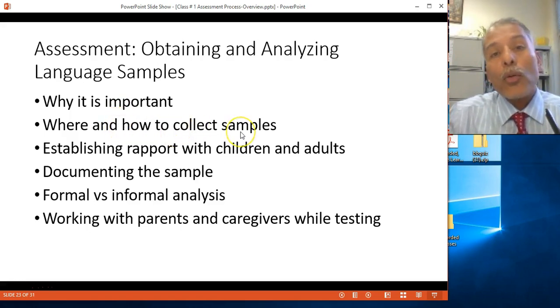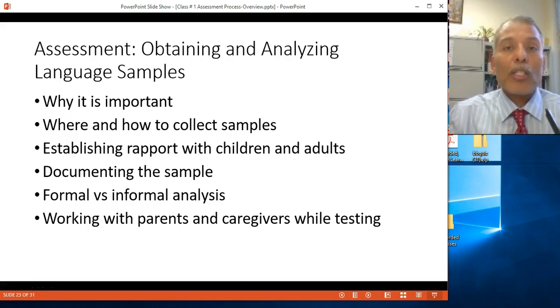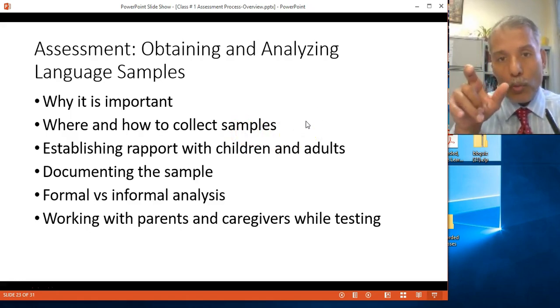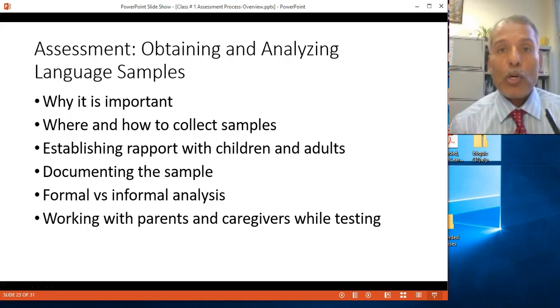So where do you collect the language sample? Obviously, if it's an adult and they come to your clinic, you do that there, in the hospital, in the school system if there's a child. Sometimes you go to their homes. If you are in private practice, they come to you and you do that there. So you can collect a sample by observing your patient communicate with someone else, or by engaging the person directly.